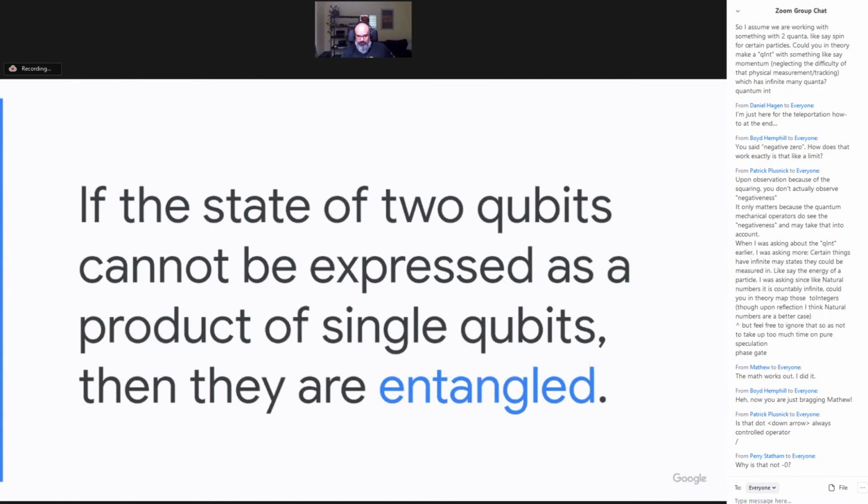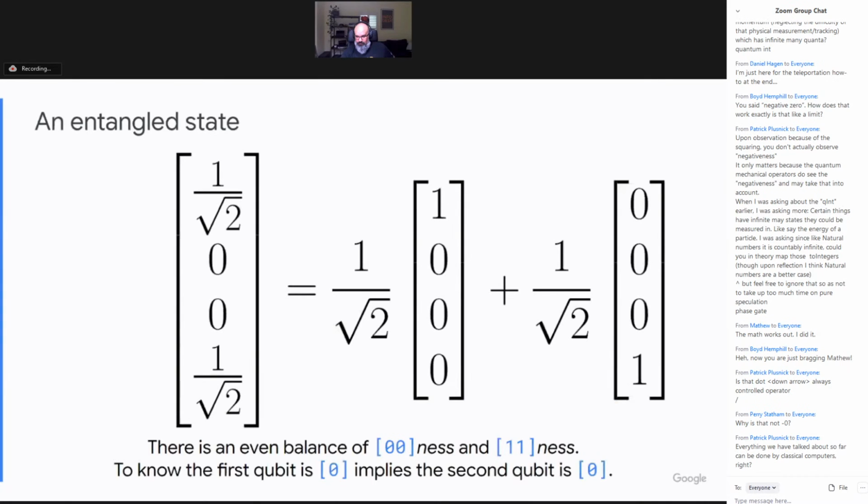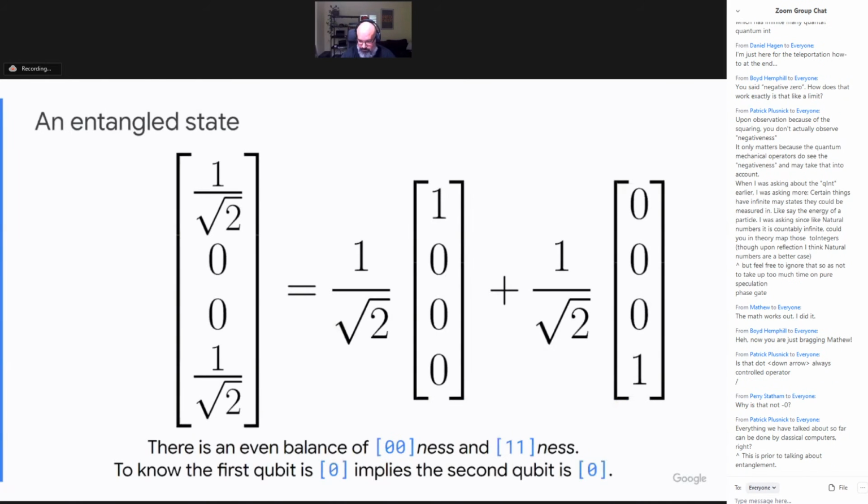Okay, entanglement is just the converse. If the state of 2 qubits cannot be expressed as a product of 2 single qubits, then they're entangled. But blam, that is all it is. Here's an example of one. It may not look like much, this state, but oh, did it cause a lot of heartache throughout the majority of the 20th century in physics.